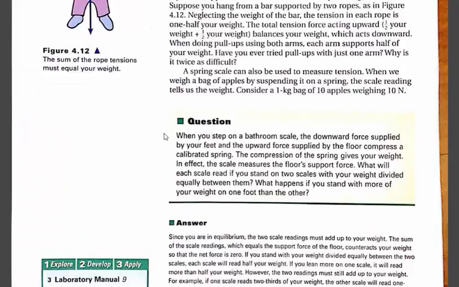Question. When you step on a bathroom scale, the downward force supplied by your feet and the upward force supplied by the floor compress the calibrated spring inside the scale. The compression of the spring gives your weight. In effect, the scale measures the floor's support force. What will each scale read if you stand on two scales with your weight divided equally between them? What happens if you stand with more of your weight on one foot than the other?